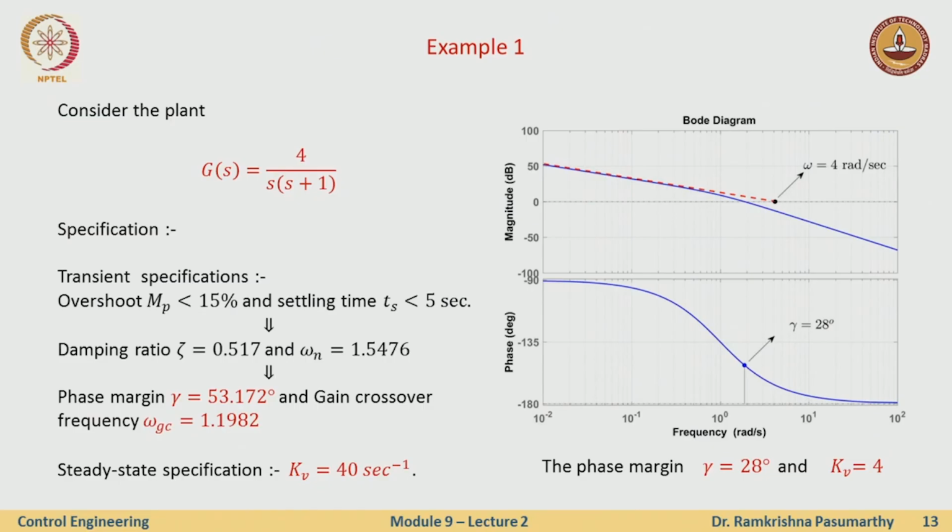Now let us come back to the design problem. I have g of s is 4 over s plus 1, and I translate the specifications in such a way that I want gamma, the phase margin, to be 53 degrees together with kV of 40 per second. The open loop characteristic is that gamma is 28 and kV is 4, as we have seen even earlier.